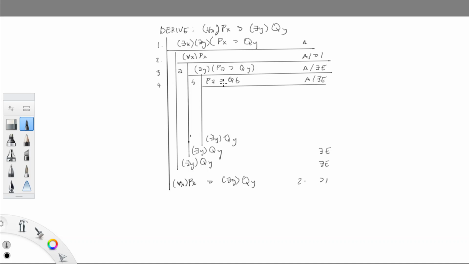The puzzle now for us is going to get from this conditional to this existential. So why don't you hit pause on the video and see if you can work that out. It'll just take maybe 4 or so steps.